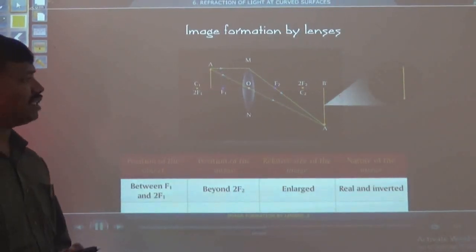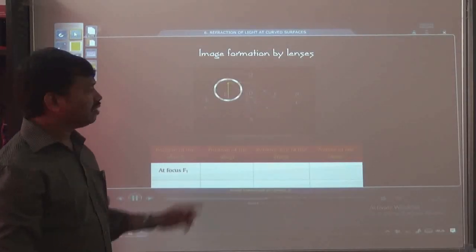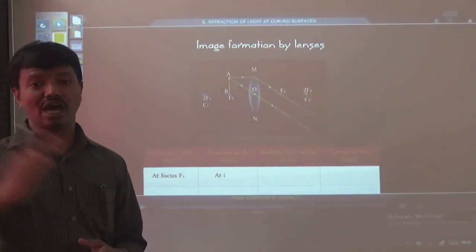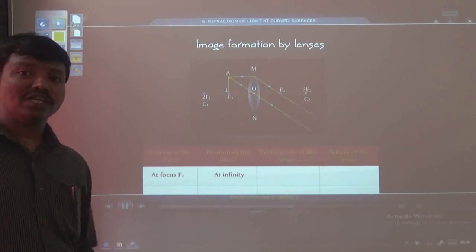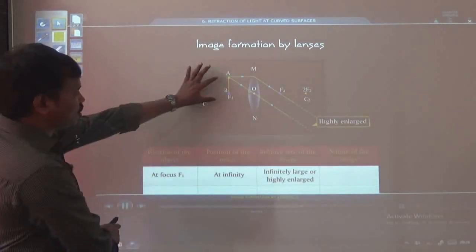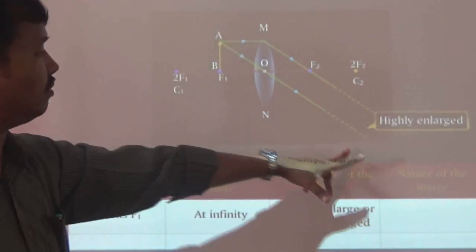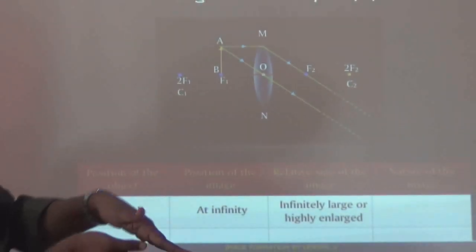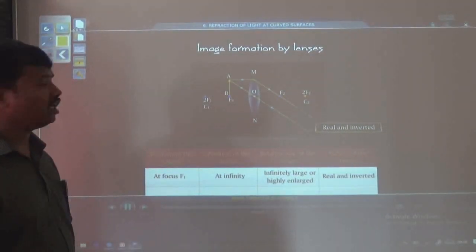And again, the object is at focus. At focus, the image is formed at infinity. This is the opposite of the first case. In the first case, the object is at infinity and the image is formed at focus. In this case, the object is situated at focus, and the image is formed highly enlarged at infinity, because the two light rays are parallel. That is real and inverted.